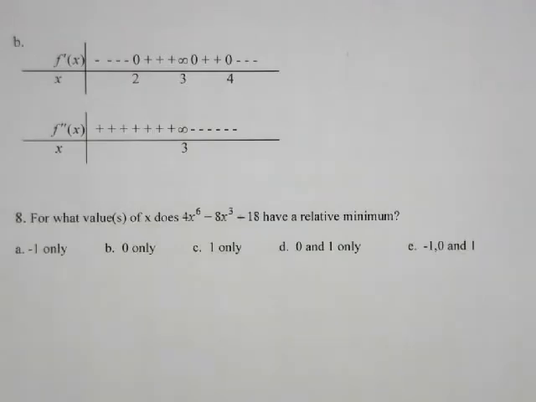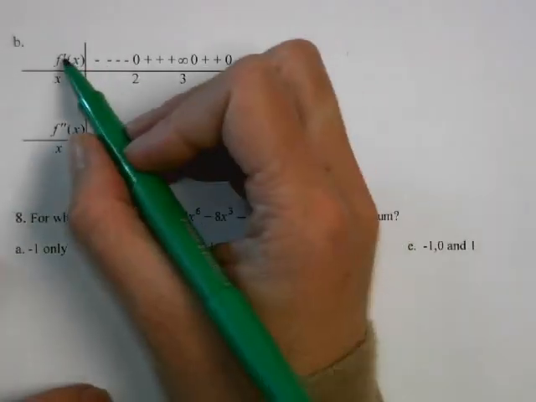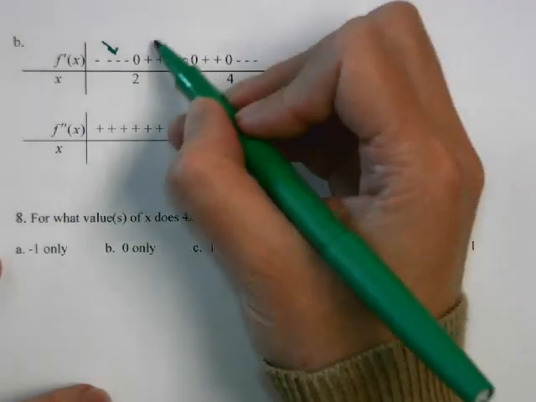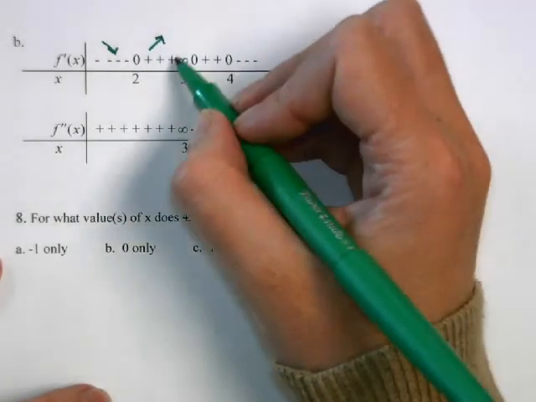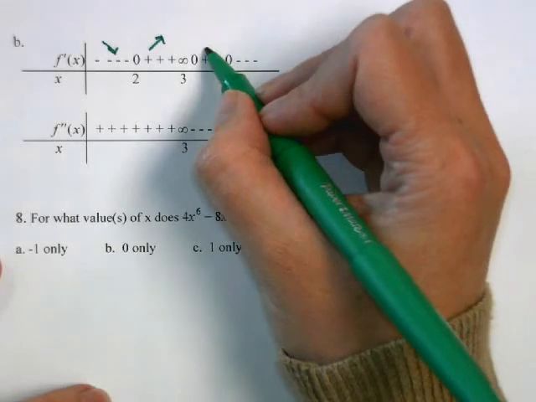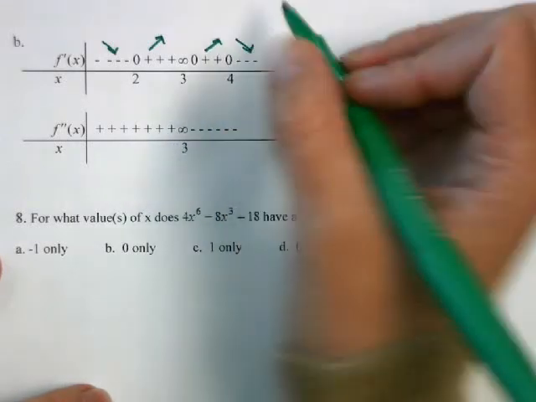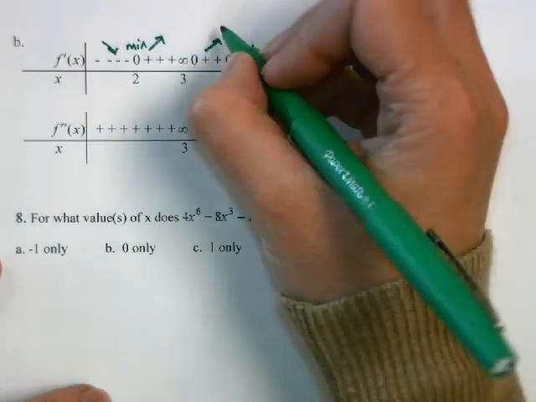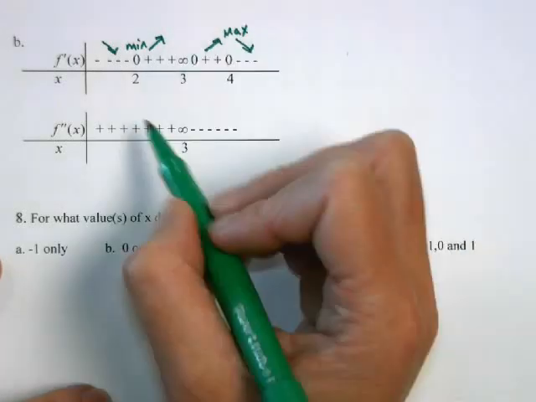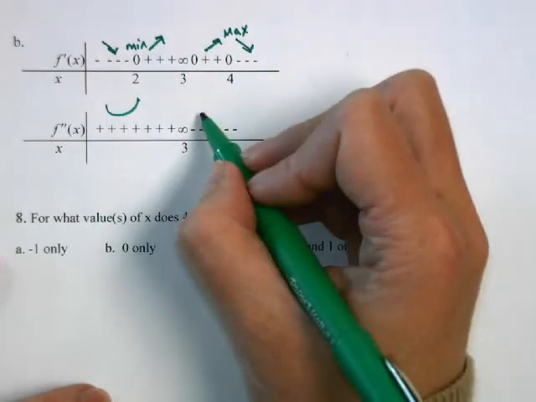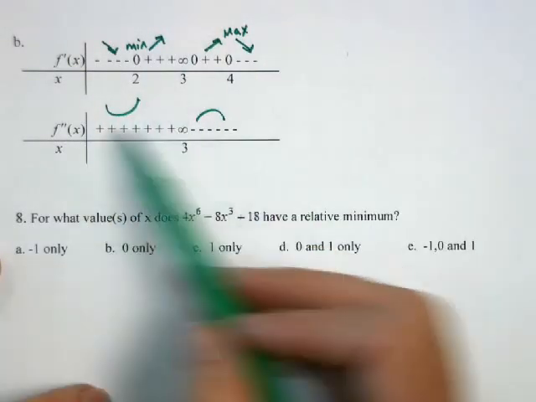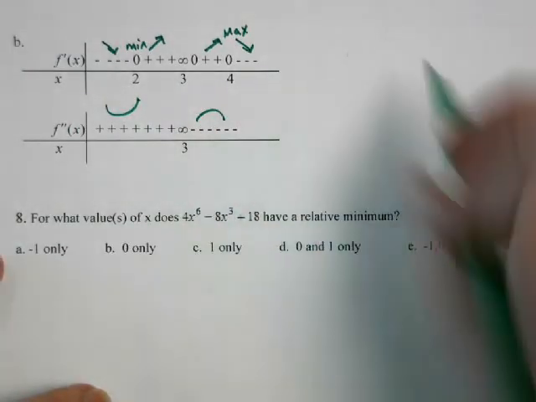Okay, so we'll do this one quickly. This one is decreasing, then it's increasing. We have an asymptote, then it's increasing, then it's decreasing. So we have a minimum here, and a maximum here. This one is concave up and concave down. And really this is going to show us what this graph looks like.